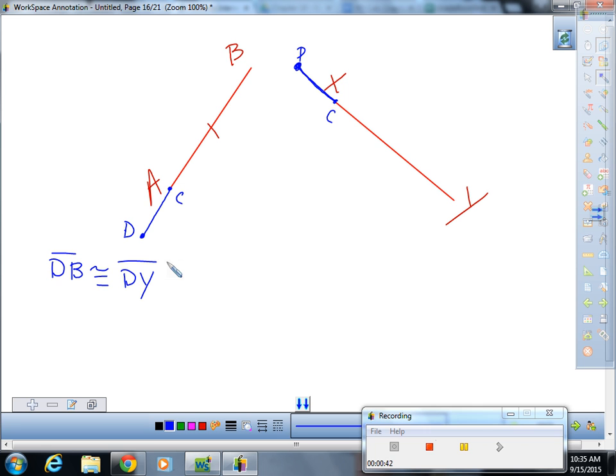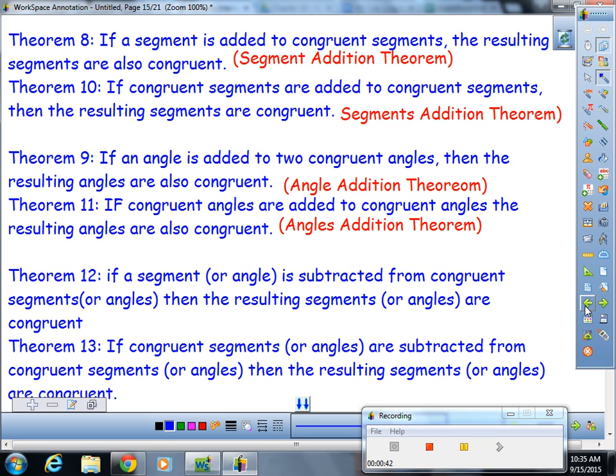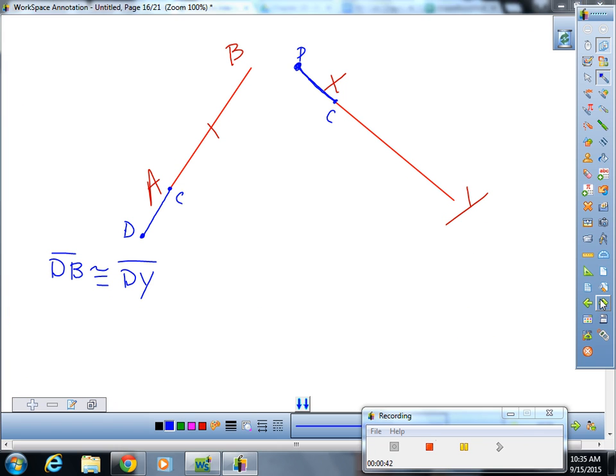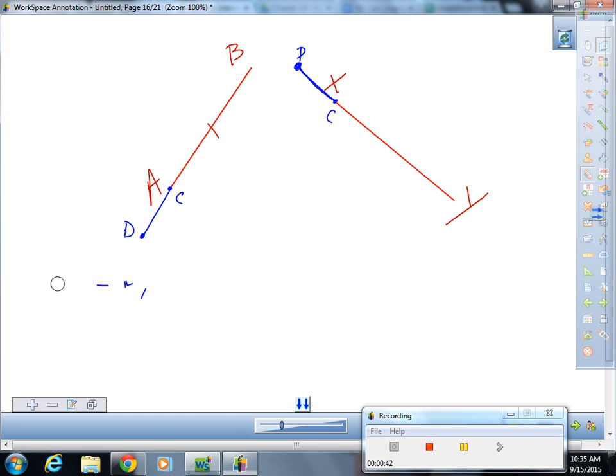Now, the only difference would be between the first one. Let's go back and look at the second one. The second one says if congruent segments are added to congruent segments, then the resulting segments are congruent. So it sounds exactly the same. It's so close. In this example, the difference is that we're not adding the same segment, DC, to both. We're adding congruent segments.